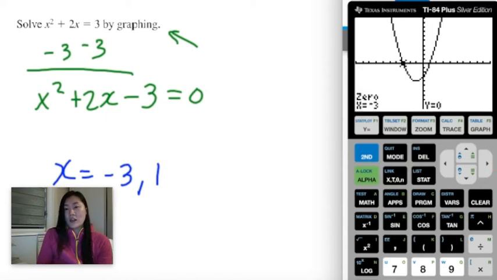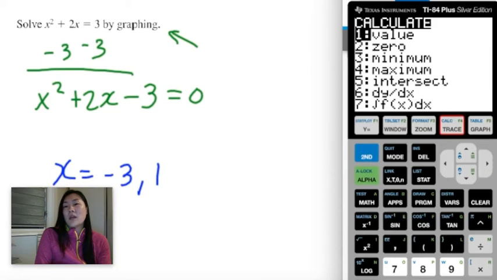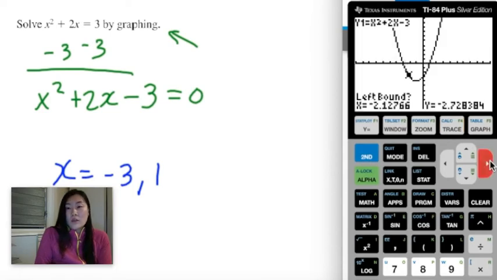And the calculator calculates the 0 or the root of the function, and x is equal to negative 3. Then we have to do this one more time because we have 2 x-intercepts. So we're going to do the same thing, second calc, and then left bound is always the lesser x value.